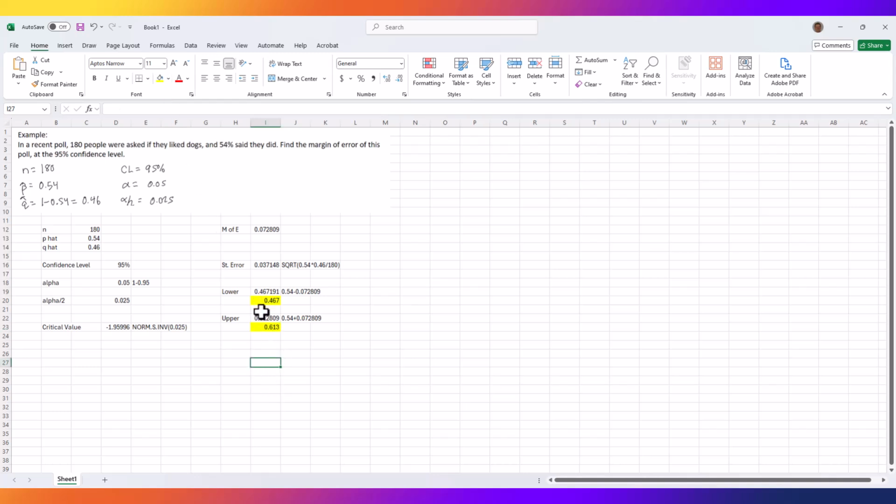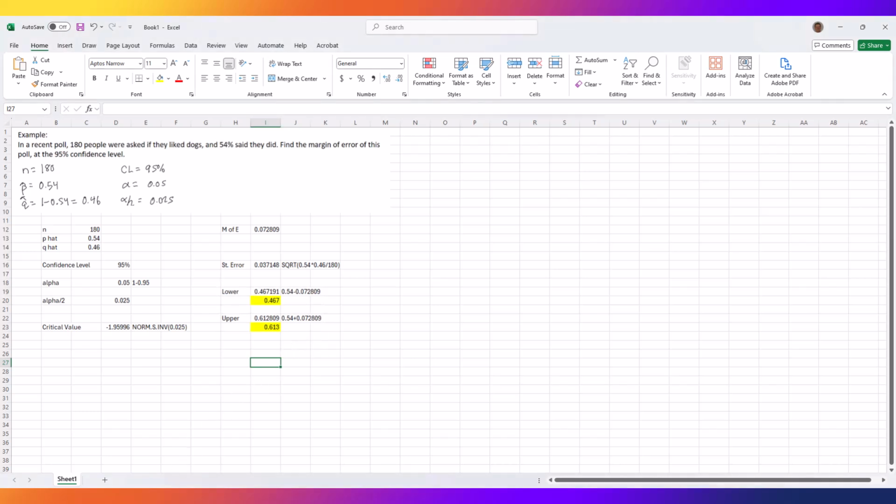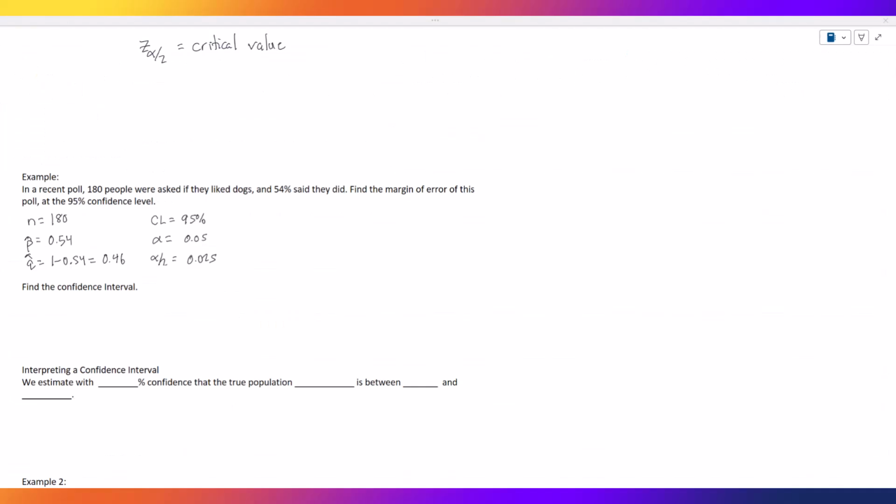So these are really the numbers that I show along the way. So I'm going to take a little snip of this, and then jump back into OneNote and paste this in here. There we go. So that gives us a confidence interval.